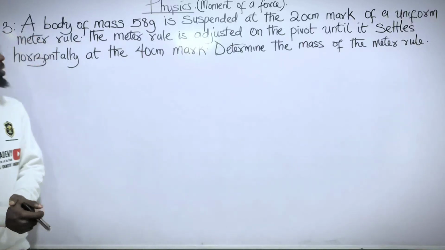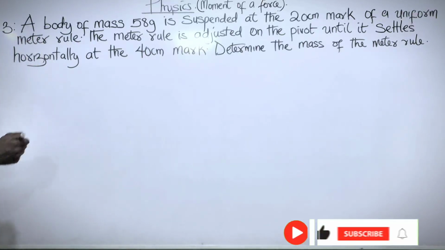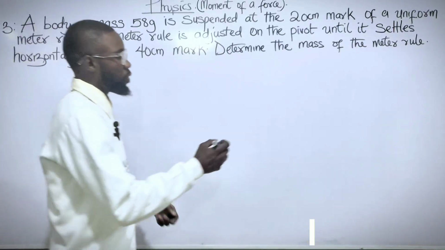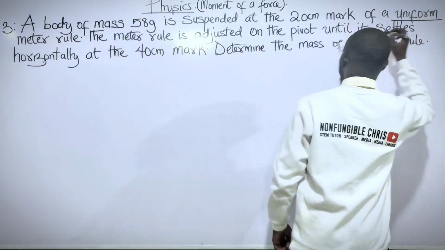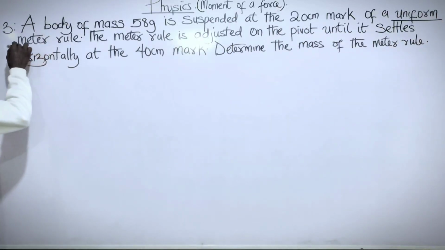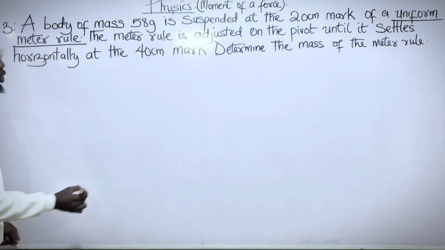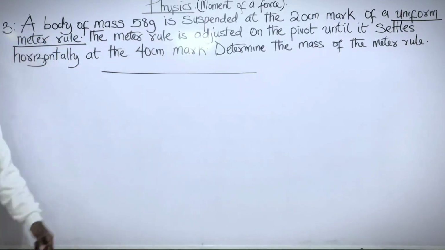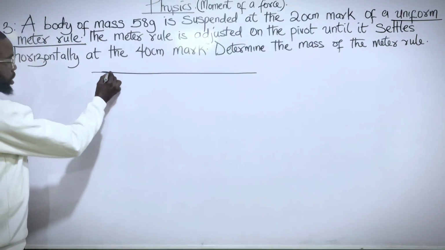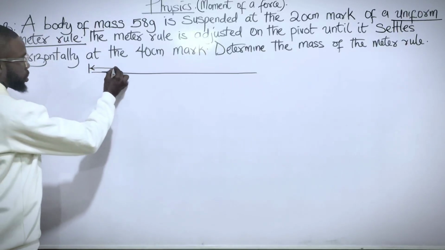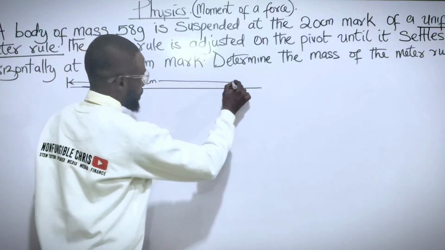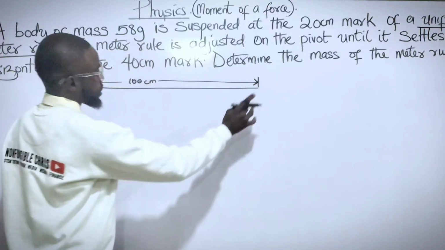Alright, question number 3 says a body of mass 58 grams is suspended at the 20 cm mark of a uniform meter rule. Remember we talked about a uniform meter rule. We said when it's a uniform meter rule, it is always 100 centimeters. So let's assume this is our meter rule. My line is not that straight, so you have to bear with me. The length of this meter rule is 100 cm.